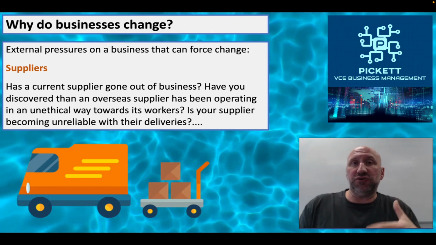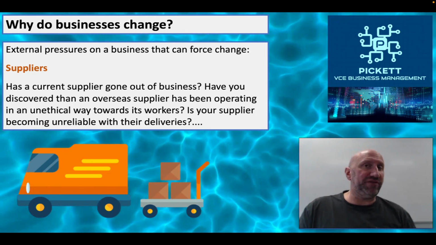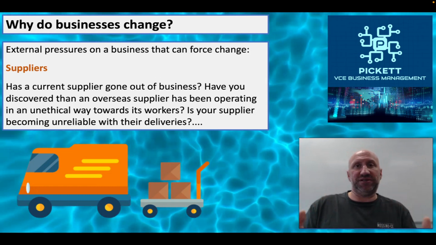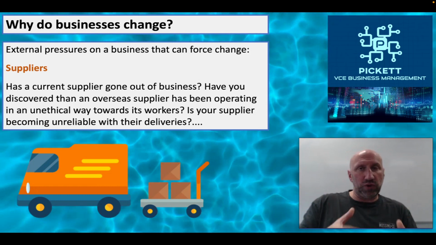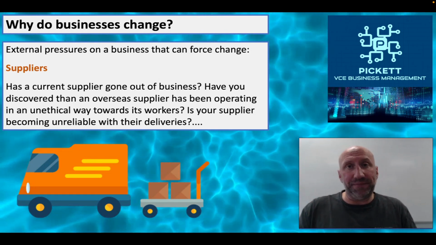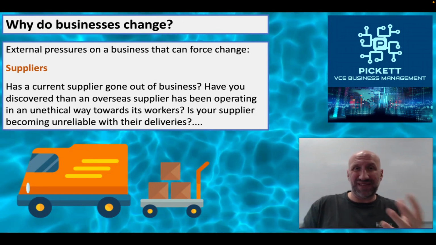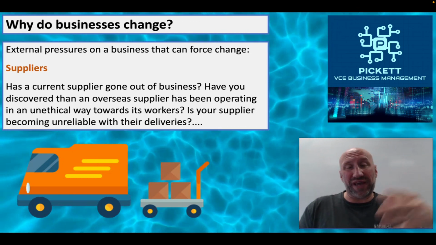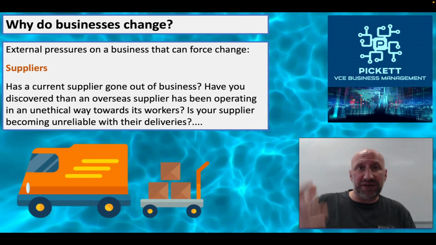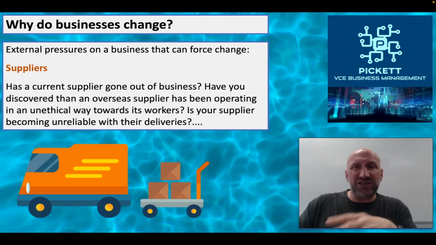Is your supply becoming unreliable with their deliveries? For example, if you're using just in time, we know that it's really, really important. Just in time is only going to work if these smaller, more frequent deliveries arrive at the right time. If you find over a period of time that suddenly your supply is not keeping to that schedule, you're not getting your deliveries either in the right quantity or at the right time, it might mean that your whole just-in-time system falls apart, which impacts your business pretty heavily.